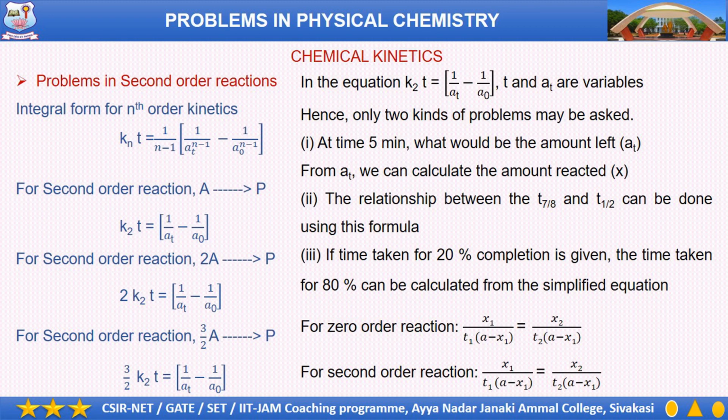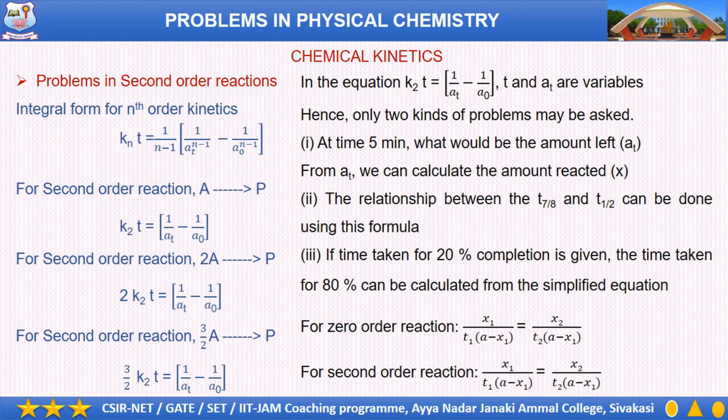Here only one concentration term is involved. This is derived based upon the assumption A giving the product. Only one reactant is present and it is undergoing second order kinetics. Therefore, the concentration of A initially is A naught, and the concentration at various time is given by AT, and this is the simplest equation.